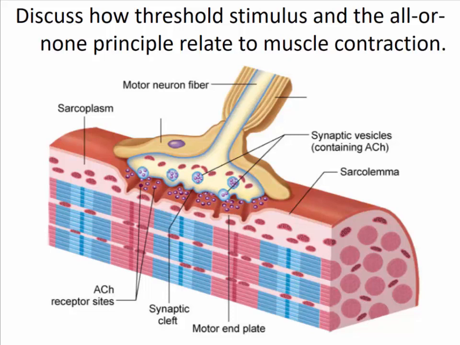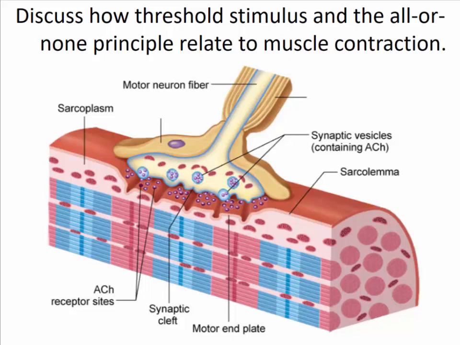But we want to use this to discuss how the threshold stimulus and all or none principle relate to muscle contraction. The minimal strength needed to cause a muscle contraction is called the threshold stimulus. We actually need to have enough acetylcholine come across from the neuron to the motor end plate in order to stimulate those receptors to cause the muscle to contract.